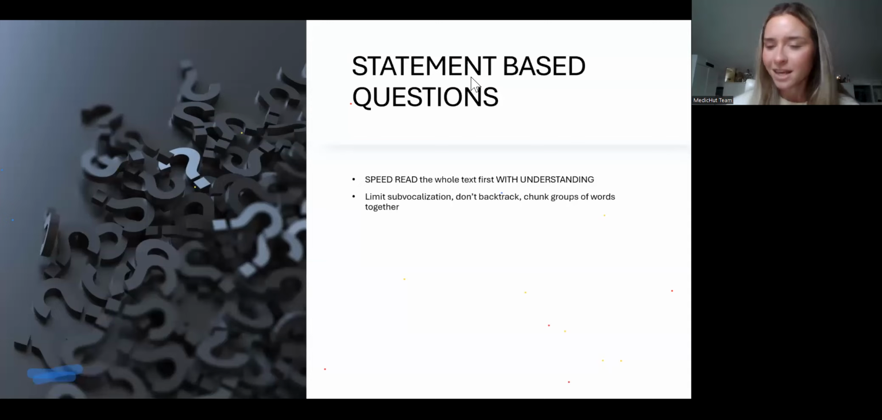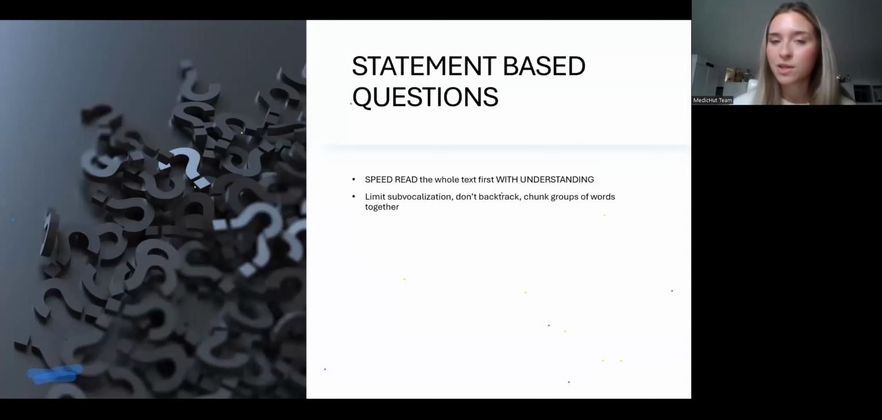The second thing is backtracking. Can anyone in the chat tell me what they understand by backtracking? Yeah, good. So rereading pieces of text.